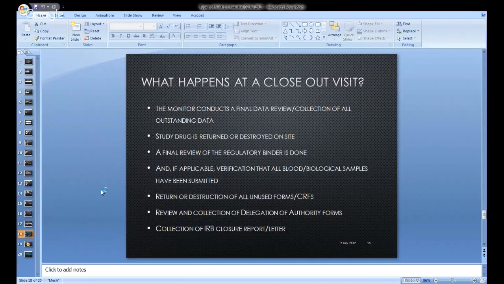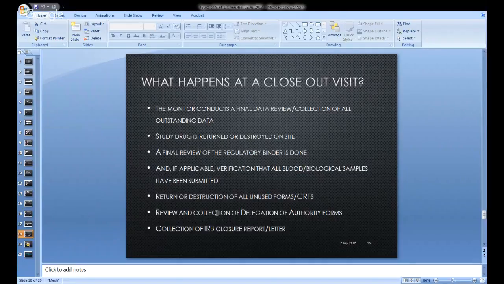Return or destruction of all unused forms, namely the CRFs and other forms. Now that we have EDC, ensure that the final signature by an investigator is done. If it is a paper CRF, all the unused forms are ready for destruction or already destroyed, because they are important essential documents which should not be kept unattended.